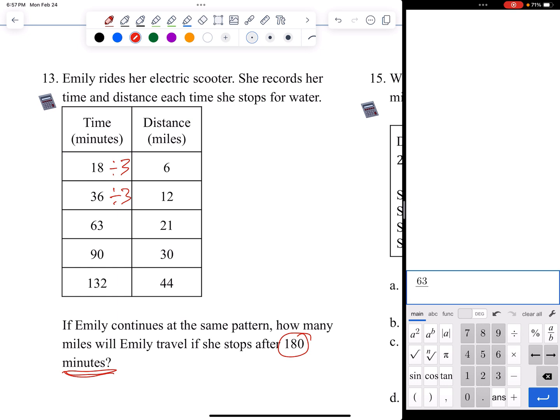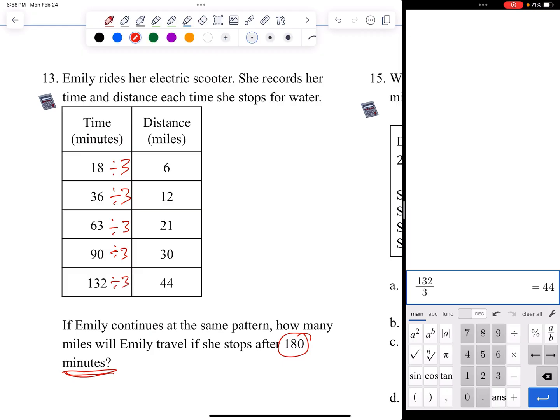Is that the same for everything? 63 divided by 3. That's 21. 90 divided by 3, so I assume these are going to work now. It's 30. And 132 divided by 3, just to make sure. Divided by 3 is 44.